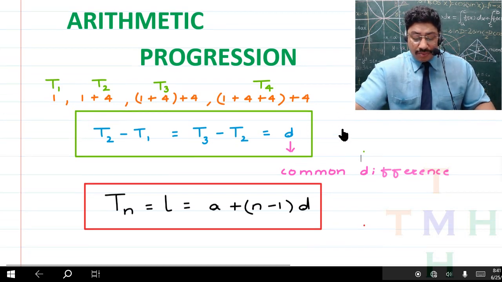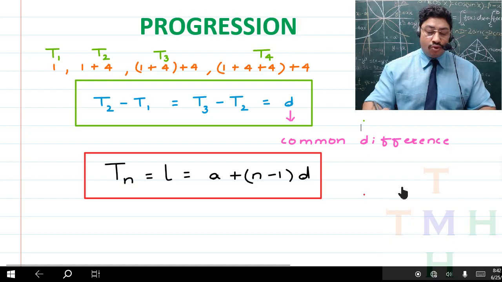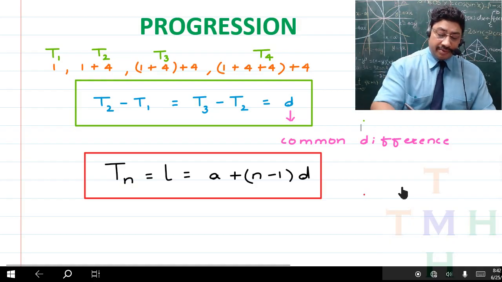Now after this we talk about the nth term of the arithmetic progression, which is given by Tn is equal to L, as it is also known, the last term, will be equal to the first term a plus n minus 1 times the common difference. n is the number of terms that you're interested in, d is the common difference, and a is the first term. Now children, next we come over to the geometric progression.